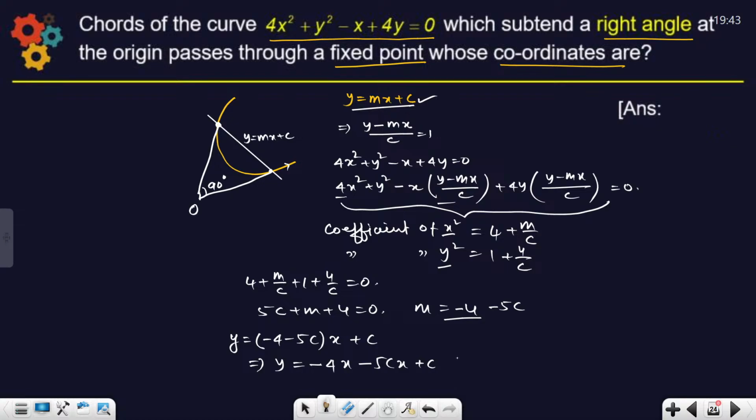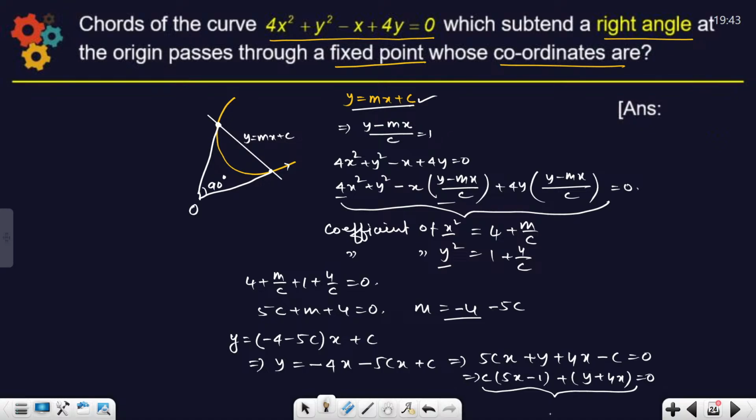So take everything to the left hand side. So we will have 5cx plus y plus 4x minus c equals 0. So from here, if I take c common, it is c times (5x minus 1) plus y plus 4x equals 0, correct? Now, if you observe this, in the previous class I told you the converse of pair of lines. Here c is the parameter.